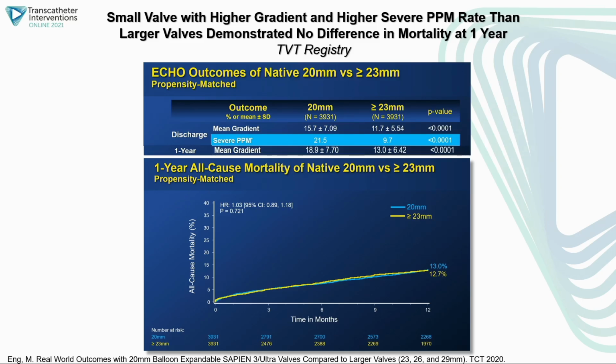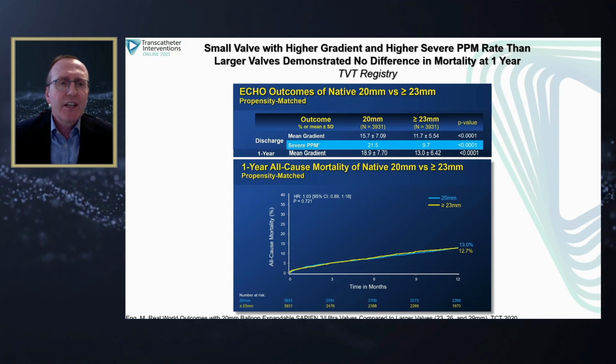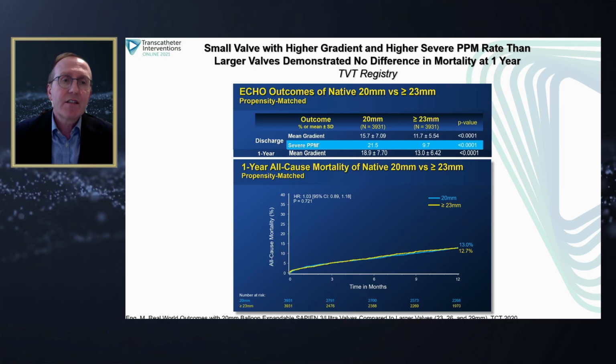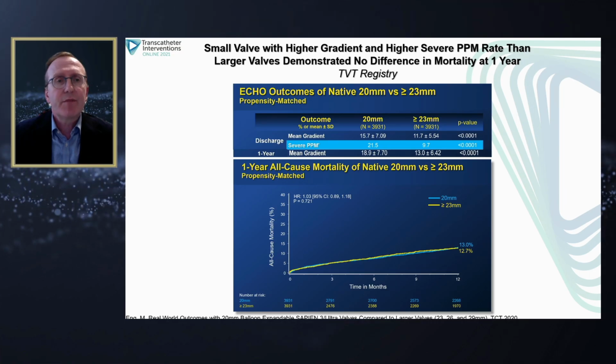And this shows a similar phenomenon. This is data again from the TVT registry, looking at patients with small valves and small annuli. You can see there's the group on the left, 20 millimeter annulus, and those on the right is more than 23. It's not surprising to see that the small annulus patients have a higher mean gradient, and a higher proportion of them meet the definition of severe patient prosthesis mismatch. And yet, looking at all-cause mortality out to 12 months, there is no difference between these two groups of patients.